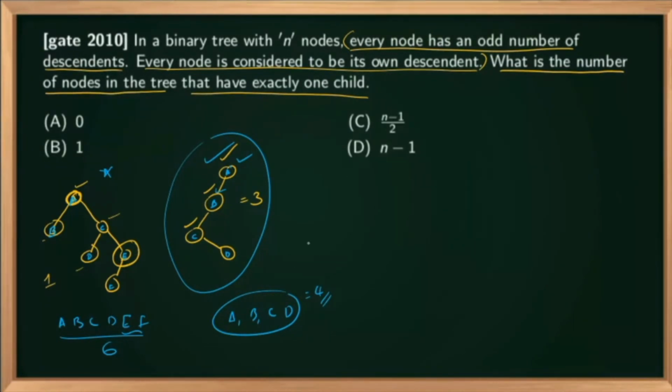So somehow we have to create a tree that has an odd number of descendants, including that node. So let me start trying a tree. Let me start with some node A. I need to have an odd number of descendants including A, right? So if I exclude A, I need to have an even number of descendants. That is the condition. Including A, you get an odd number, which means if I exclude A, I need to get an even number of descendants, right?